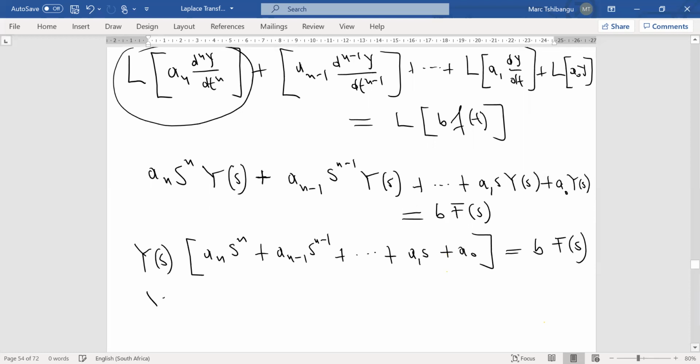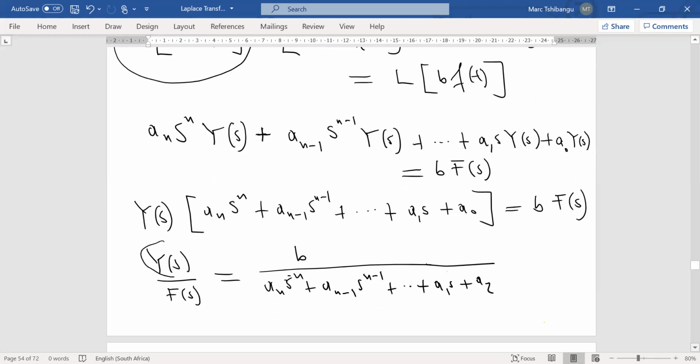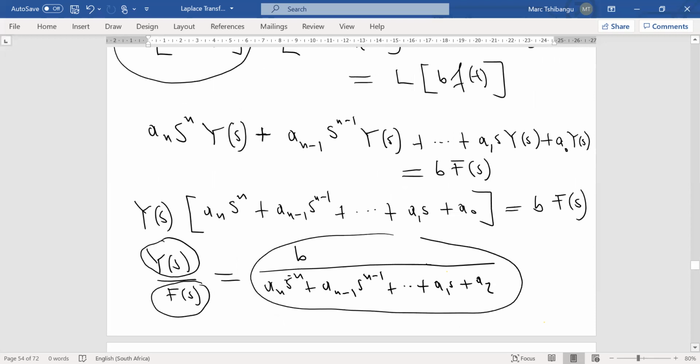So Y(s) over F(s) is equal to b over a sub n s to the n plus a sub n minus 1 s to the n minus 1 plus a1 s plus a naught. Note that Y(s) corresponds to the outputs and F(s) corresponds to the inputs. So this quantity here is what we call the transfer function, and it is denoted by capital G of s.